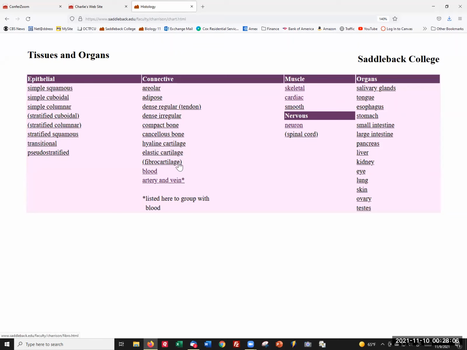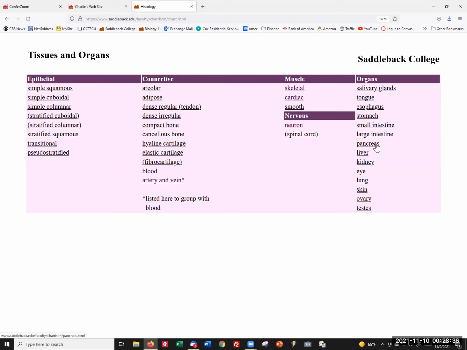Those in parentheses, I'm not going to do. You've got two over here, stratified cuboidal and stratified columnar, in parentheses. I'm not going to ask you anything about those. Doesn't mean the curious person won't want to know. I'm not going to ask fibrocartilage. I'm not going to ask the spinal cord, but that's it. The rest of the material I am.